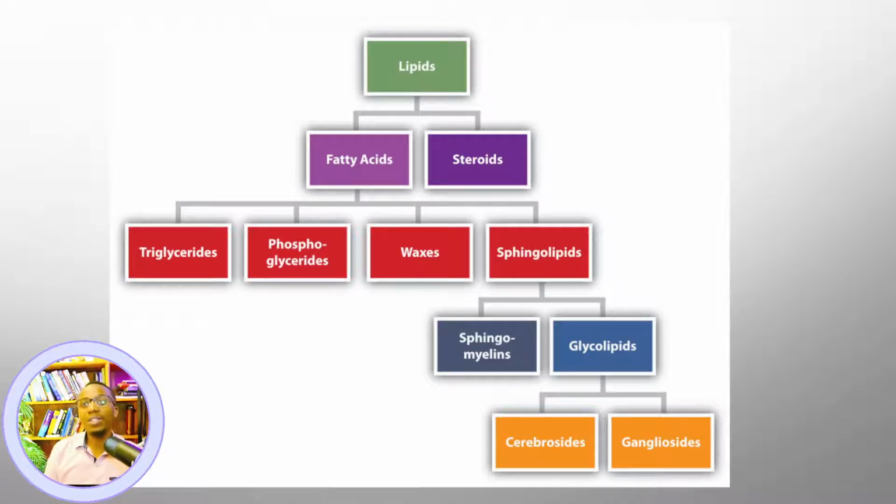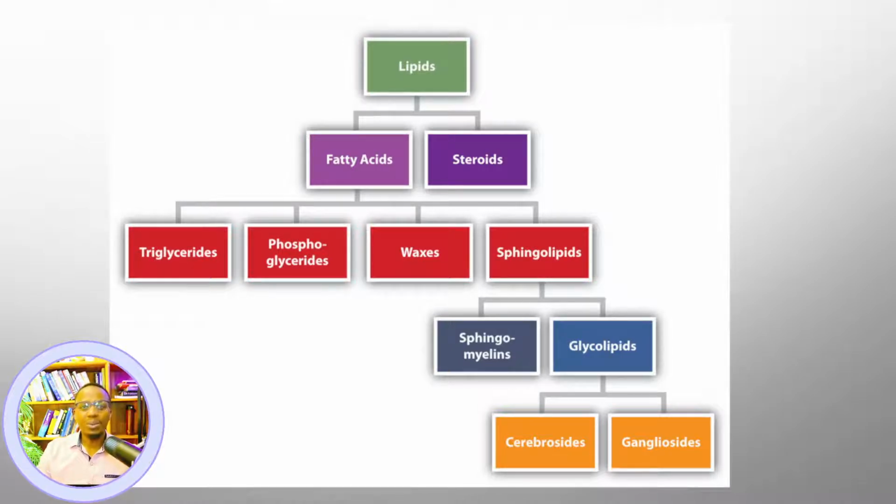You have sphingolipids, and these are the ones that have a sphingosine group. And then you have glycolipids and sphingomyelins that are parts of sphingolipids, and the glycolipids we have cerebrosides and gangliosides. This is a nice way to characterize and classify this, and it's a good figure that puts all of it together. So I like it.